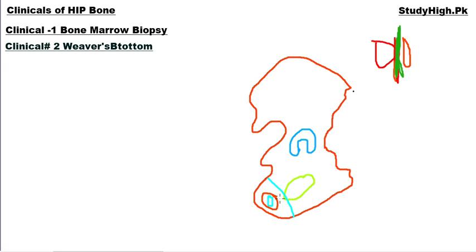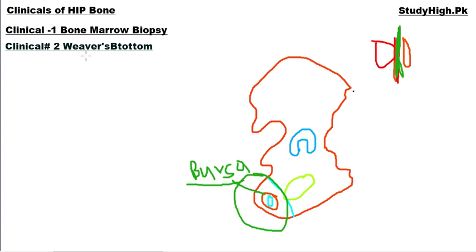So a bursa is present on the ischial tuberosity, and the function of this bursa is to reduce friction between the ischium and the gluteus maximus muscle, as this ischium is covered by a muscle known as gluteus maximus, the largest muscle, the hip muscle, the buttock muscle. So the function of this bursa is to reduce the friction between the gluteus maximus and the ischium.